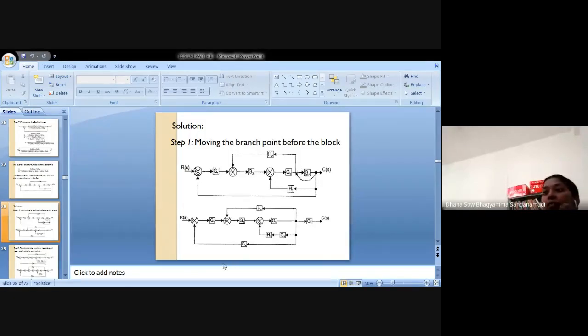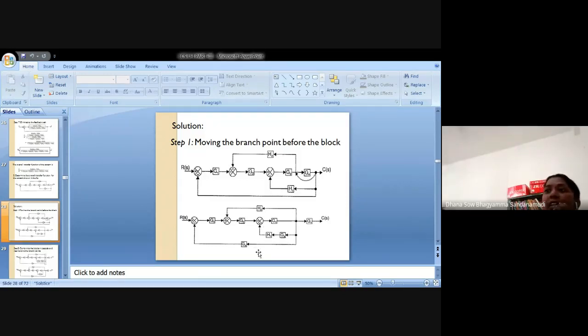Okay, solve the problem in same pattern. Now I have moved this branch point before G4, so a block G4 is introduced here. By looking at this diagram, the first thought that comes to our mind is that H1 and G4 are in cascade.